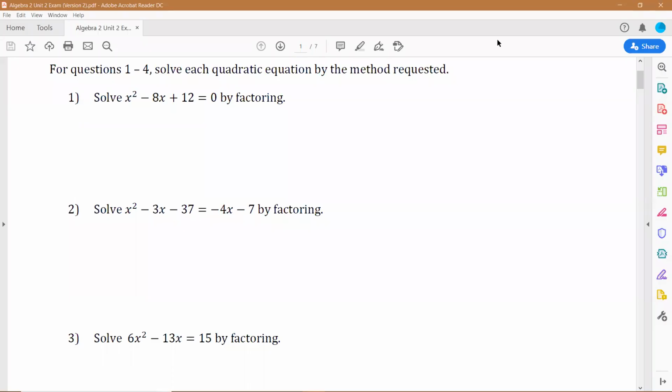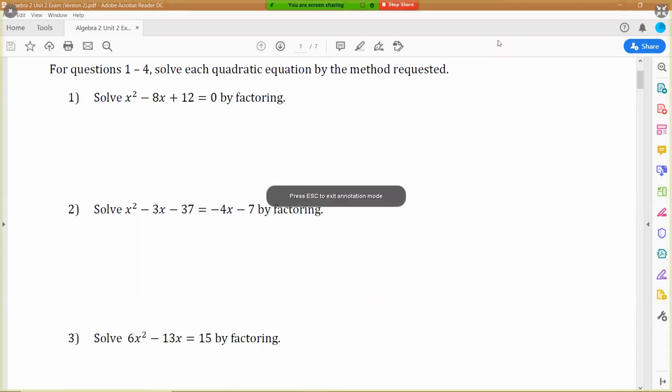All right, so we're gonna start and just work our way through the entire review for your test that you should have worked on Thursday. So questions 1, 2, and 3 just say solve by factoring. Make sure when you factor, I'm asking you to use your asterisks. You have to make sure you have 0 on one side before you can begin.